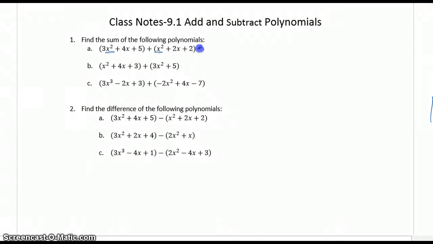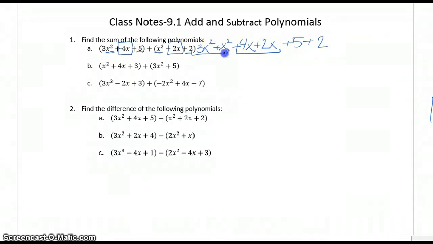So we can add 3x squared from our first polynomial and x squared from our second polynomial. 4x and 2x are like terms since they both have an x as their variable. So we can add 4x and 2x. And last we have just 5 and 2, which are both just numbers, so we can combine those together. So we can combine each of our like terms.